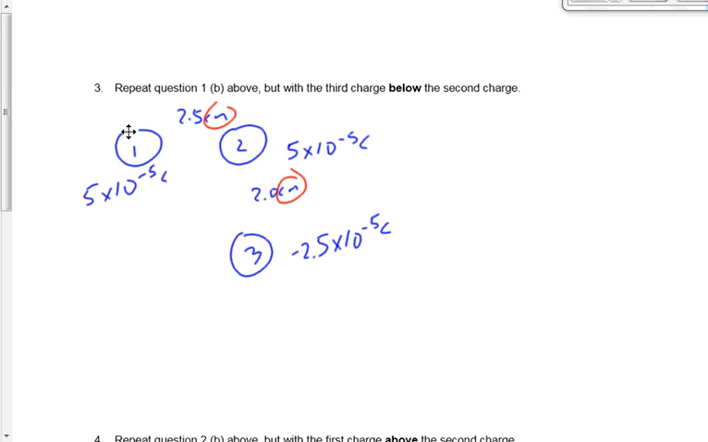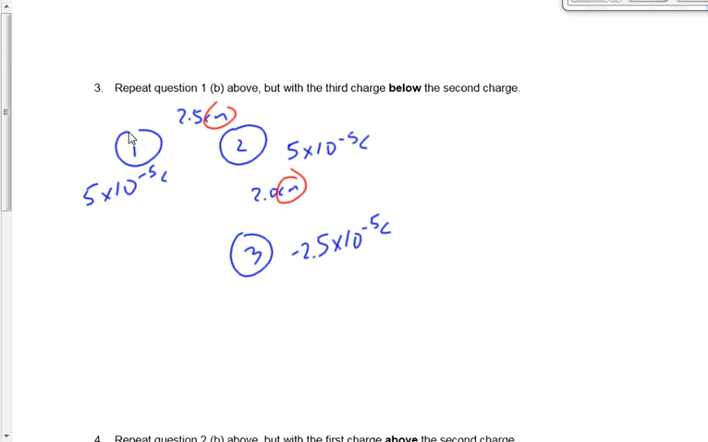Now, if you did question 1B, where all 3 of those charges were in a row, then we would have drawn a free body diagram, with a force to the right, another force to the right. You would have calculated both of those forces, added them up both as positive values, and been done. Here, we still have to start off by drawing a free body diagram, but what we do with that free body diagram ends up being a little bit different here.